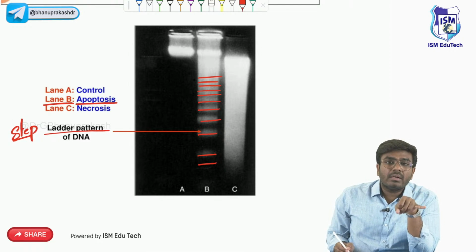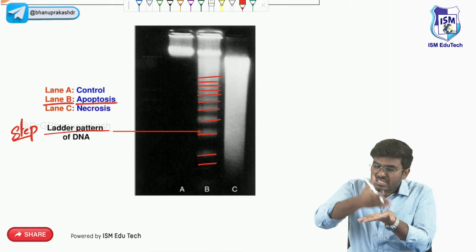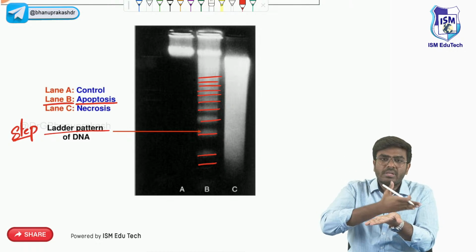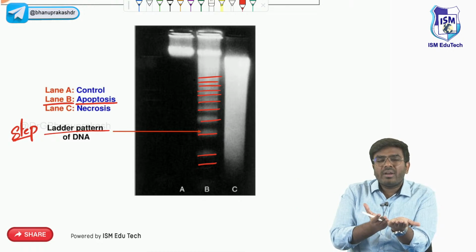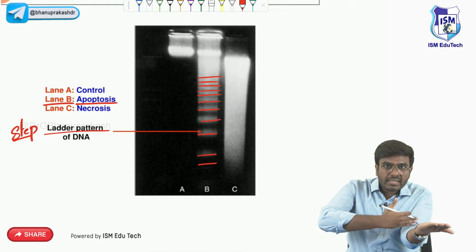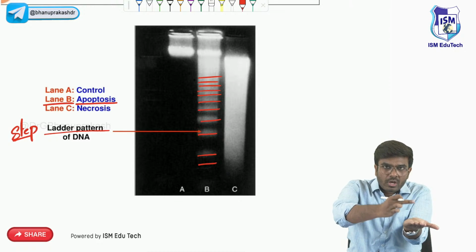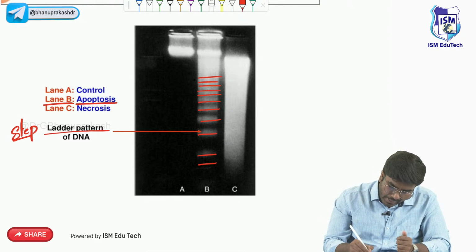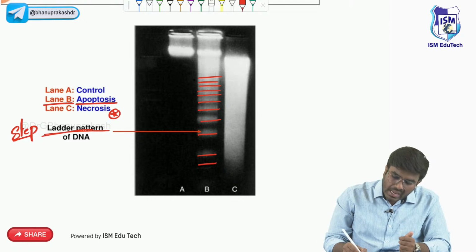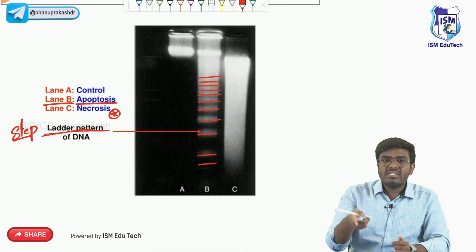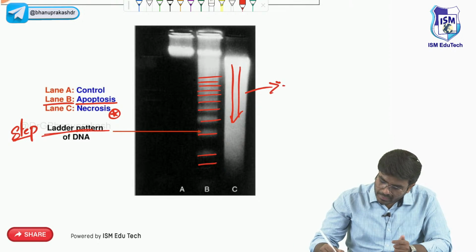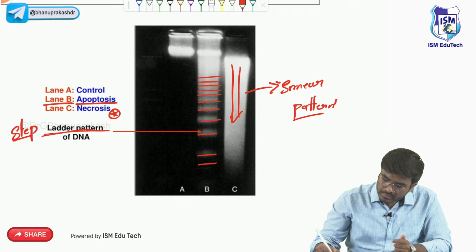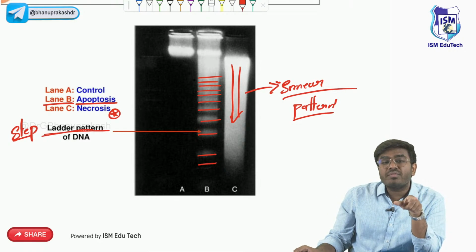So step ladder pattern is seen in which type of cell death? DNA is getting broken down, right? The DNA is getting chopped into small pieces by the endonucleases. So in gel electrophoresis, the DNA material aligns into small pieces. This is called a step ladder pattern. But in a cell which has undergone necrosis, gel electrophoresis will give a pattern which looks like a smear. This is the smear pattern. So smear pattern is seen in which type of cell injury?